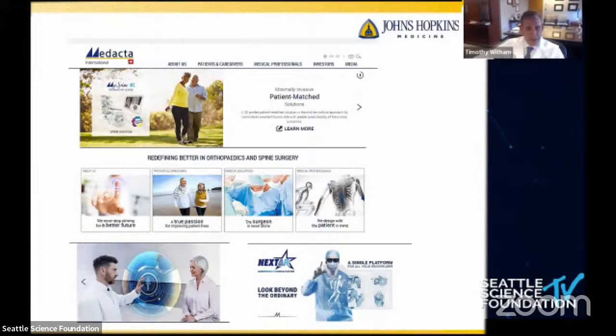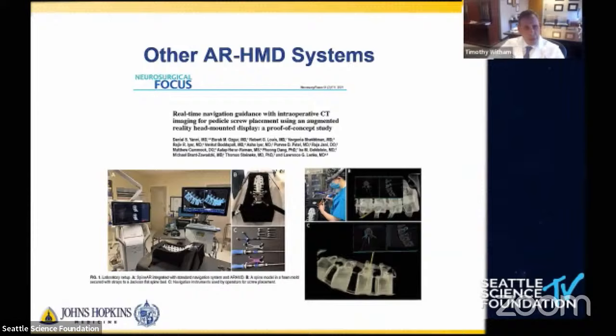There are other examples of AR with head-mounted display that are not yet used clinically. This was Larry Lenke's group that published on the use of the Magic Leap augmented reality system. They showed that this had a high accuracy in a sawbones model, at a 98% accuracy rate. They looked at it with both experienced surgeons and residents, and again, a very high accuracy rate. I will point out that the Magic Leap system is an aftermarket augmented reality system. It was not designed specifically for medical applications.